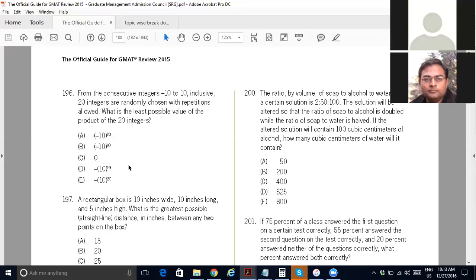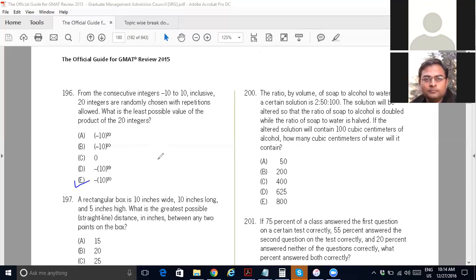Now, out of these 21 integers, we are asked to randomly choose 20 integers with repetitions allowed. That means we can choose an integer multiple times. What is the least possible value of the product of those 20 integers? If you take one -10 and 19 tens, you should get the answer. So it's E.